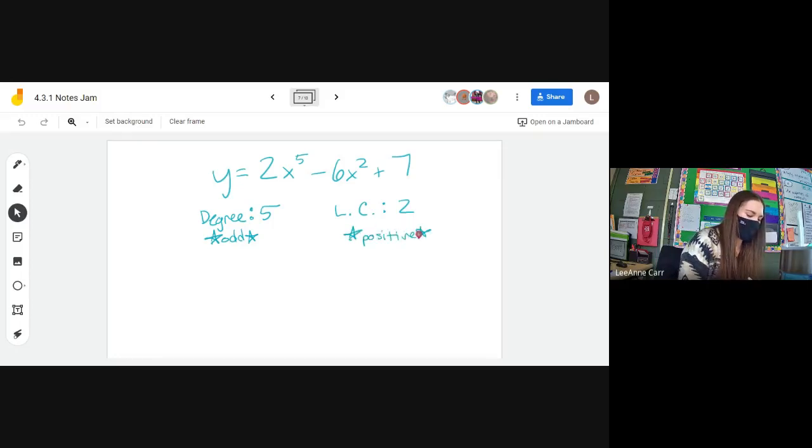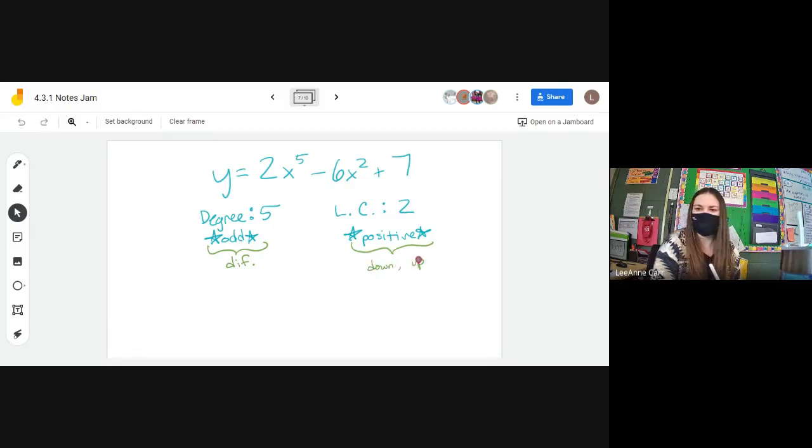So if we have an odd, let's go back to our rules. Will our ends be pointing in the same direction or different directions? Different directions. Yeah, so this is going to be different. I'm just going to make a little note to myself. And then positive, that's going to mean that it's going to look like it's increasing. So from left to right, we're going to start down and then go up.